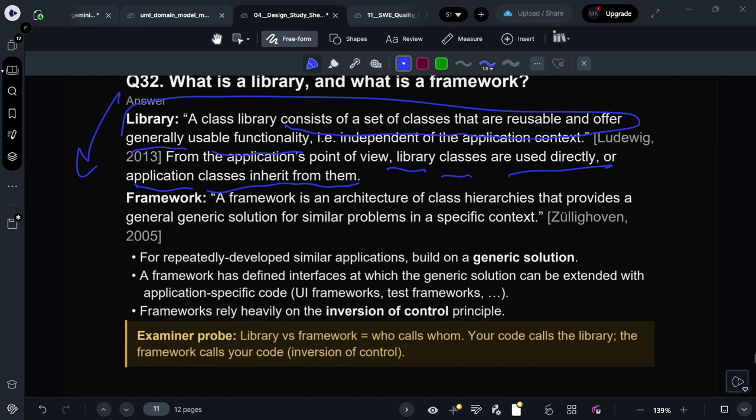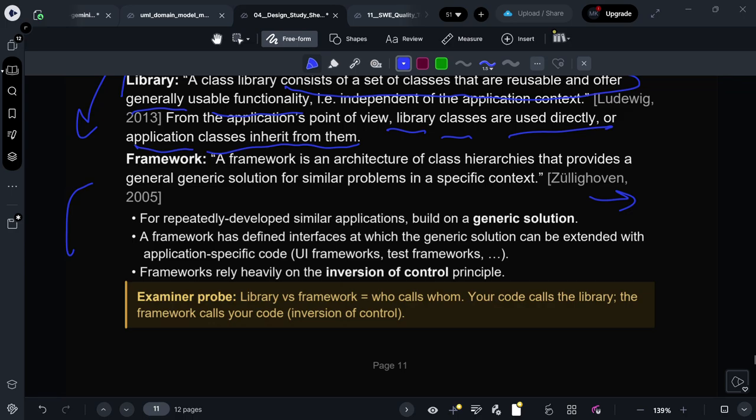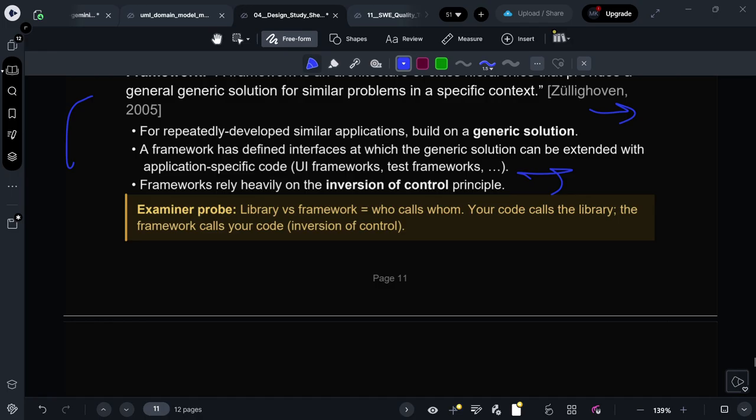A framework is an architecture of class hierarchies that provides a general generic solution for similar problems in a specific context. For repeatedly developed similar applications built on a generic solution, a framework has defined interfaces at which the generic solution can be extended with application-specific code. Core UI frameworks and test frameworks rely heavily on the inversion of control principle. Then we have library versus framework. Who calls whom? Your code calls the library, and the framework calls your code.